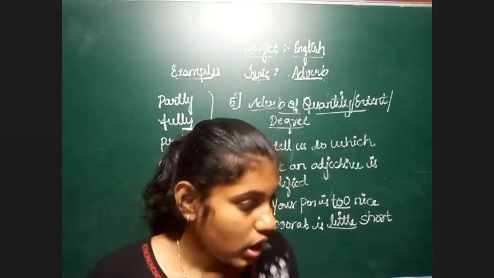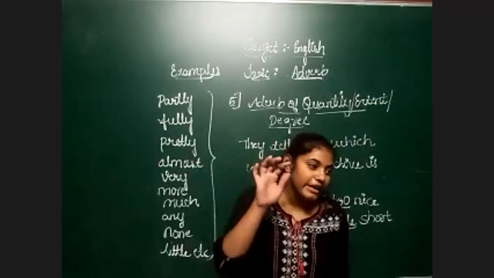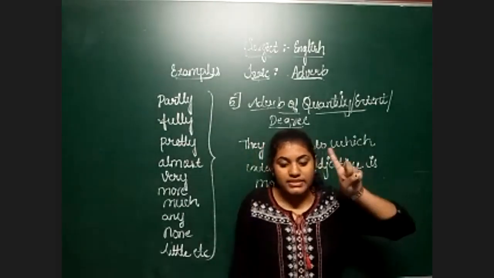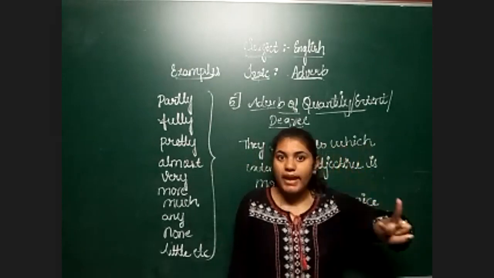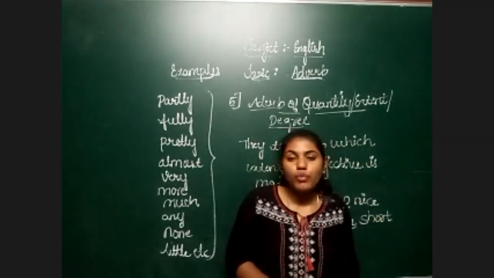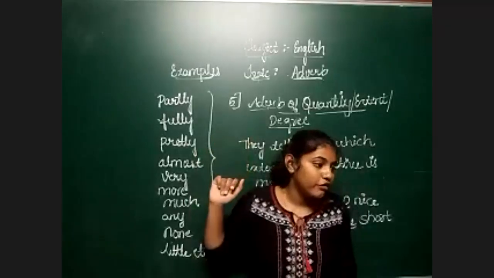Okay, guys, we have started with a chapter called adverb. What does adverb mean? It is a word which modifies a verb, an adjective, or another adverb itself. There are 5 types of adverbs. The first one is adverb of time. The second one is adverb of manner. The third one is adverb of frequency. The fourth one is adverb of place. And the last one is adverb of quantity.